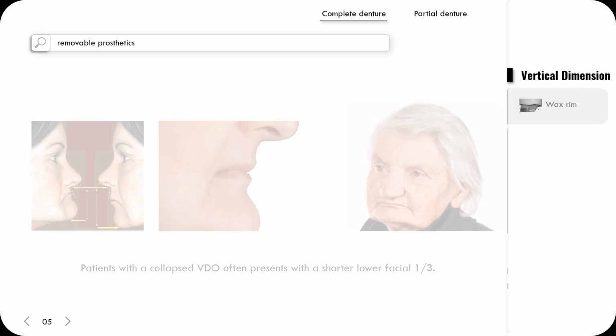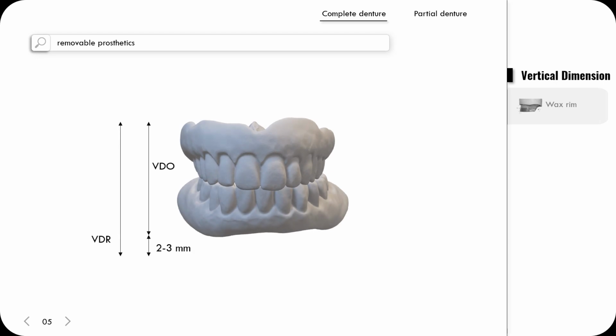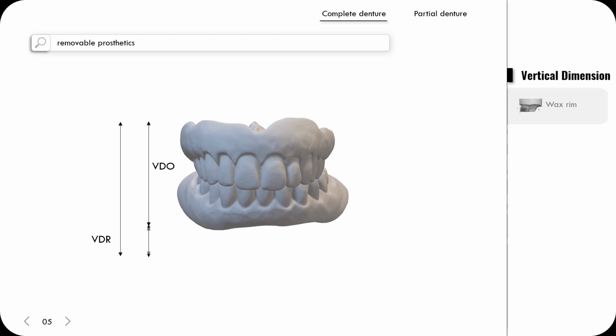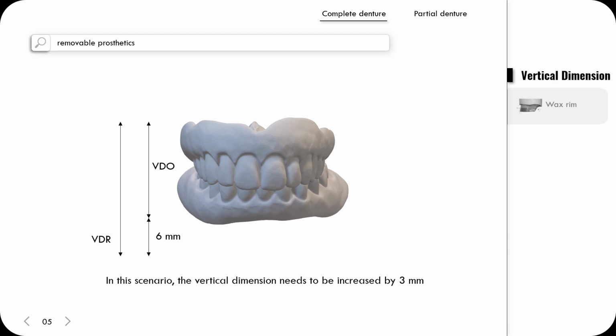So the patient may have started off in this situation with an ideal freeway space, but over time the VDO was decreased. So now we have a freeway space of 6 millimeters. In order to restore them back to where we want them to be, we need to increase the vertical dimension by about 3 millimeters to get them back to where they started from.